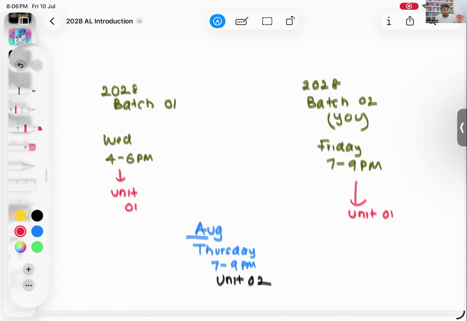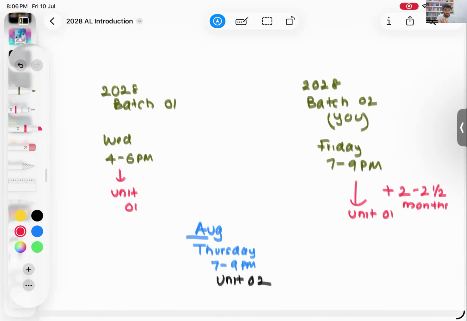Now, unit number 1 will not be finished this month itself. It's long. You can't finish a unit in 1 month. So unit number 1, for around 2 to 2.5 months, this will go on. So this month is completely free. Next month onwards, you can pay the fee and register. So Friday night, this time, we will learn unit number 1, and that will go until around 2 to 2.5 months.